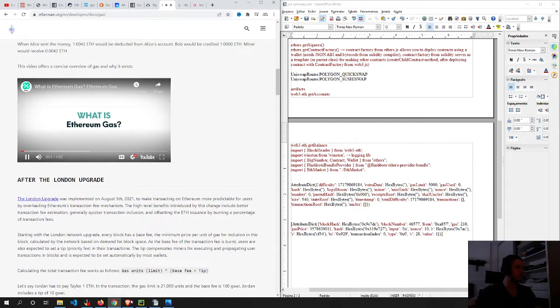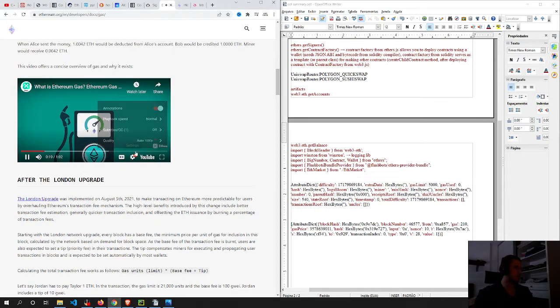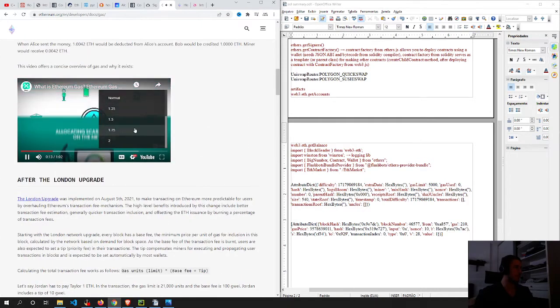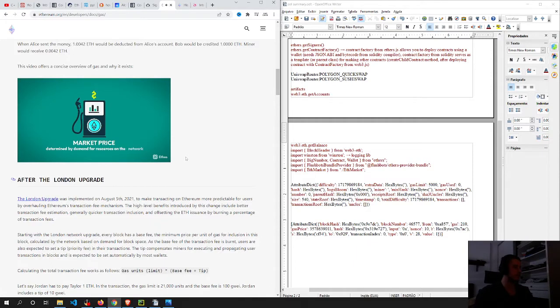Offers a concise overview of gas. And let's watch this. Gas? To run your car, you need fuel. To run an application on Ethereum, you need gas. The gas mechanism makes Ethereum extremely efficient at allocating scarce resources on the network. Everything on the Ethereum network costs a little bit of gas, including transactions. Gas on Ethereum has a market price determined by demand for resources on the network.